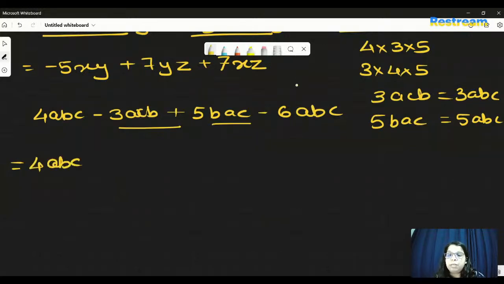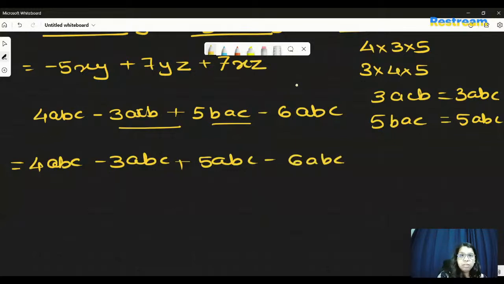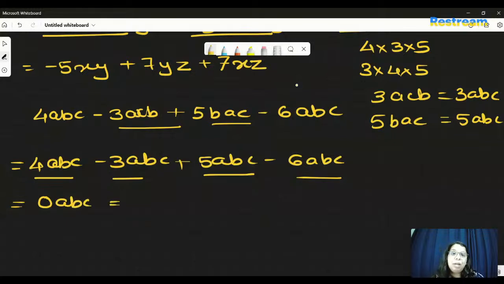So 4ABC minus 3ABC plus 5ABC minus 6ABC. Now all these terms are similar. So we are going to write it as, this is 1, this is minus 1, actual answer is 0. Yes. Because this plus this is 9ABC, this plus this is minus 9ABC. So answer is 0. Now you don't have to write 0 ABC because anything multiplied by 0 is 0.